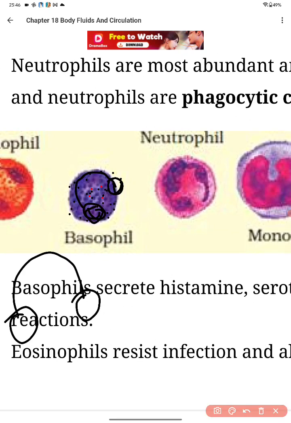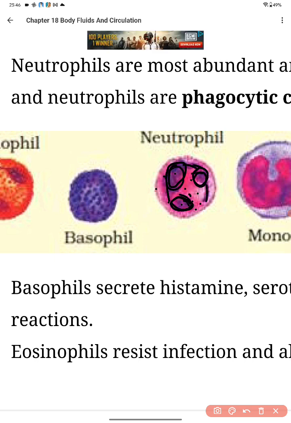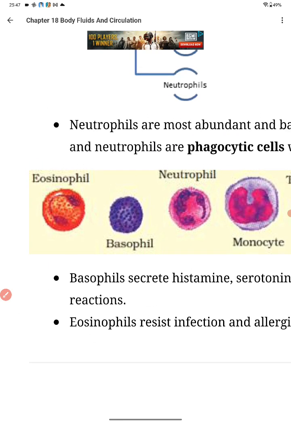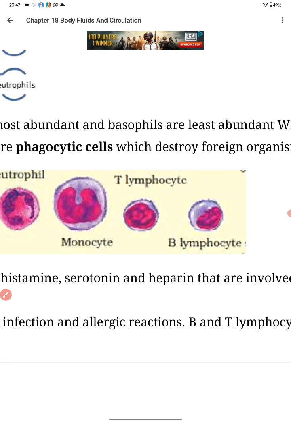If you see the basophils, they also have some dot particles in them, so it is a granulocyte. Even neutrophils have dot particles. And can you see the nucleus, how many lobes are there? There are three lobes in the neutrophil. Can you see these lobes? So this is the neutrophil, it also has granules. These three are called granulocytes because they have granules in the cytoplasm.